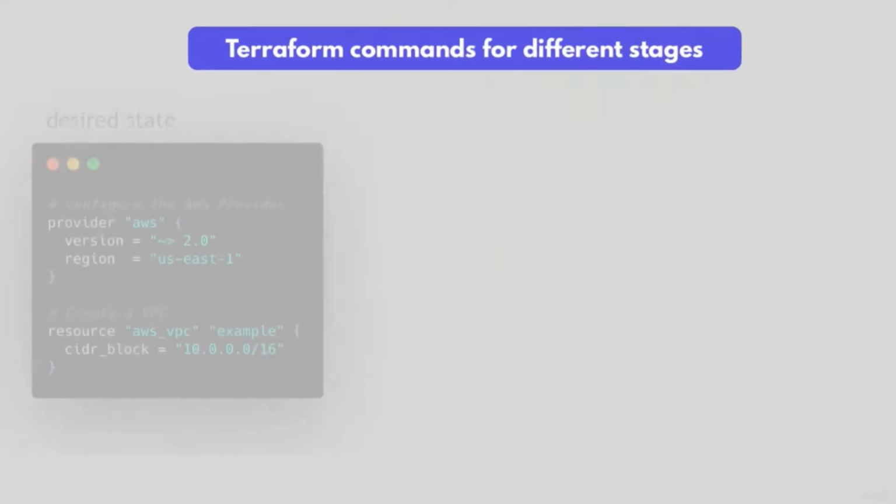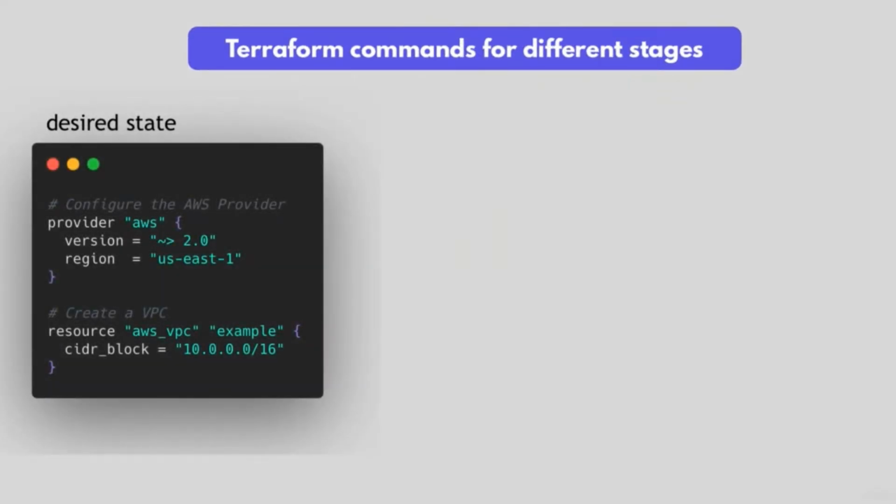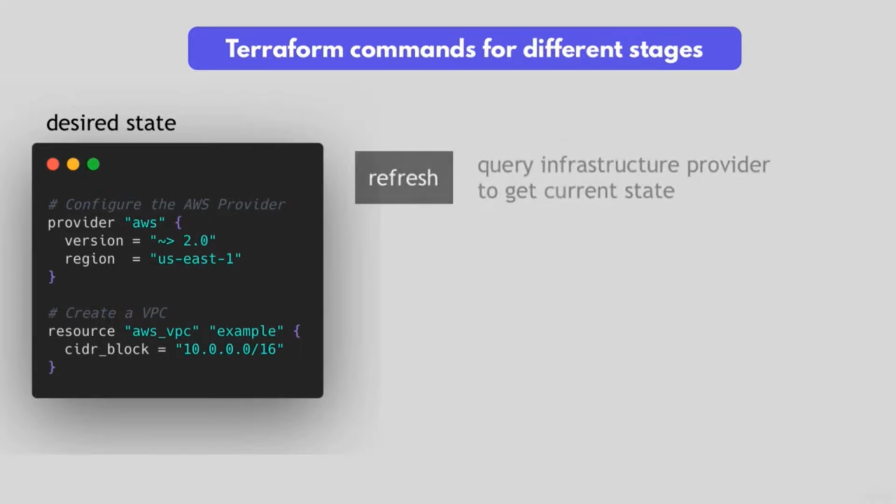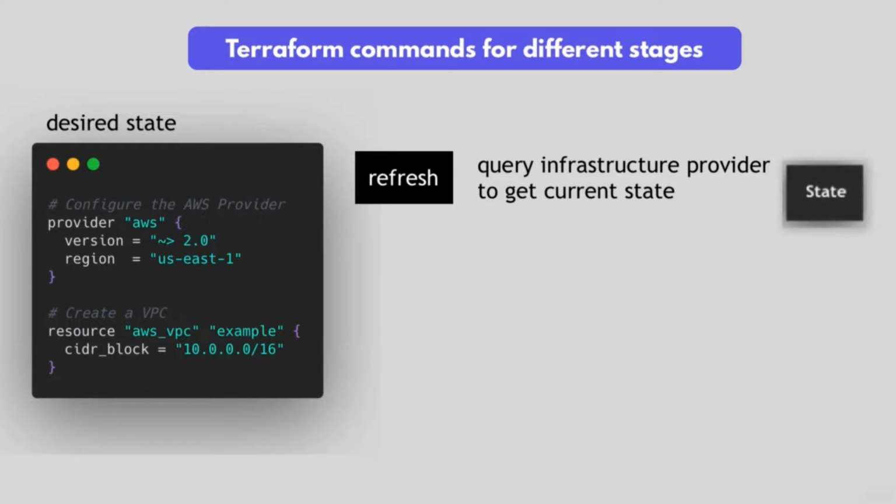So you've created a Terraform file, configuration file, that defines your desired infrastructure setup on AWS. Now, how do you make Terraform take action? Terraform has commands you can execute to go through different stages, which is pretty clear and straightforward. The first command is refresh. With this command, Terraform will query the infrastructure provider, in our case AWS, to get the up-to-date state. So Terraform will now know what is the current state of the infrastructure.